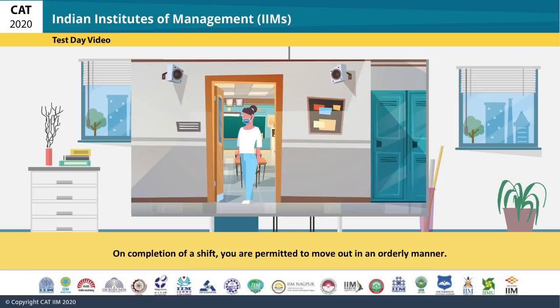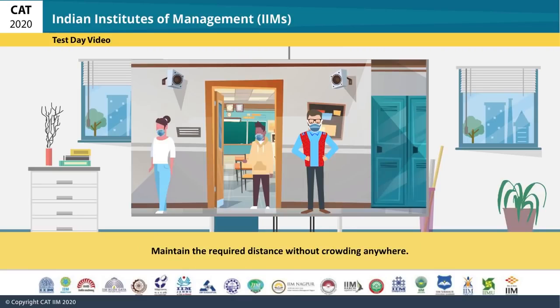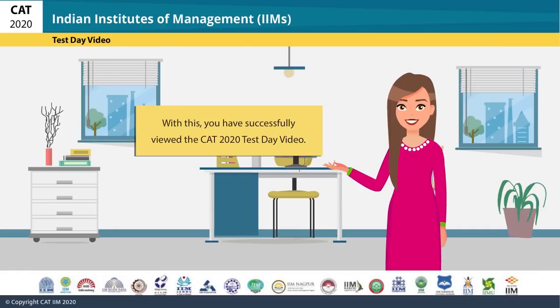On completion of a shift, you are permitted to move out in an orderly manner. You can leave the exam hall only after the exam staff member permits you to leave. Kindly ensure not to leave behind any of your assets, for example hand sanitizer bottle, face mask and so on. Maintain the required distance without crowding anywhere. Exam staff members are present along the exit path to ensure your orderly movement.